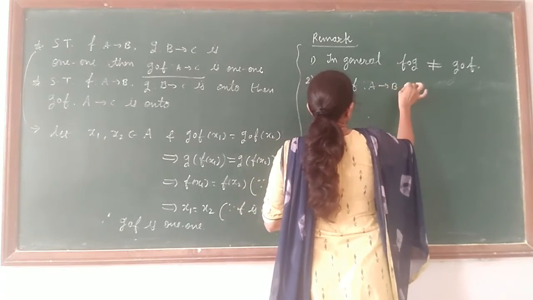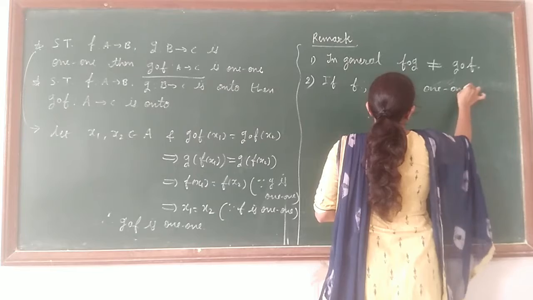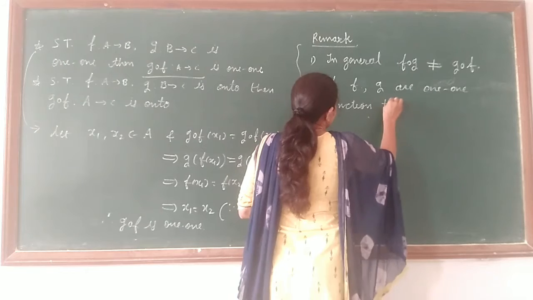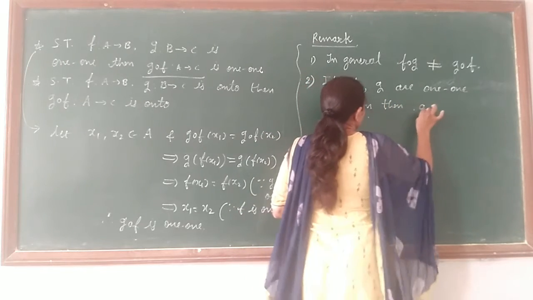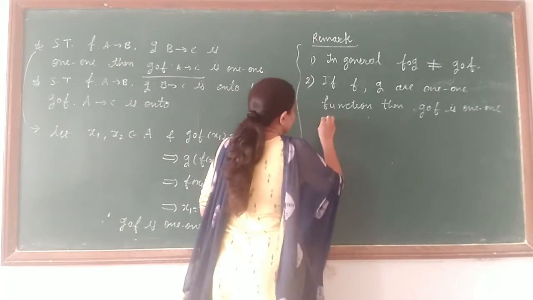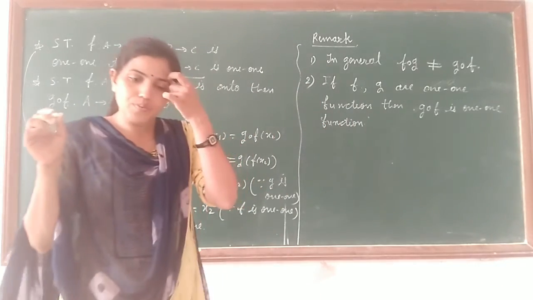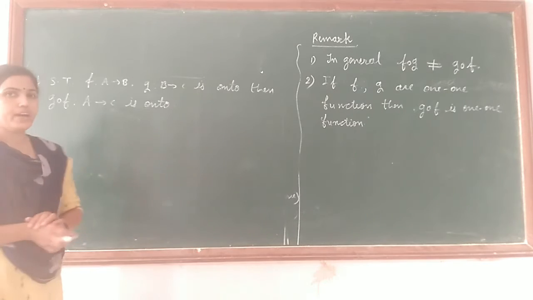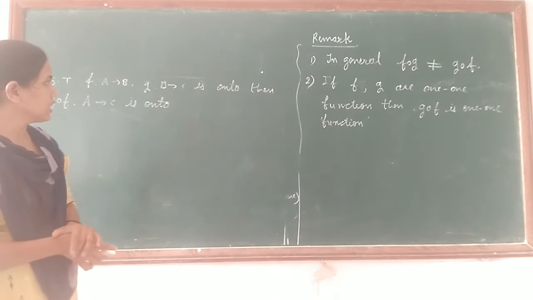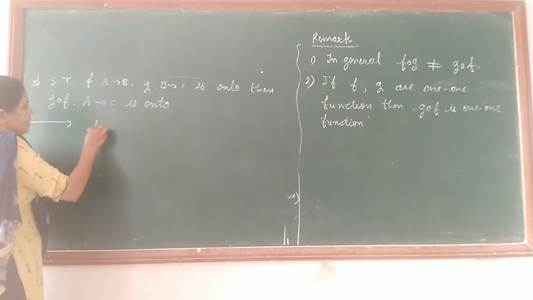That if f from A to B and g from B to C are 1-1 functions, then g composed of f is a 1-1 function. Then, the next remark is, if f from A to B and g from B to C are onto, then g of f is onto. So for proving this, let us start.